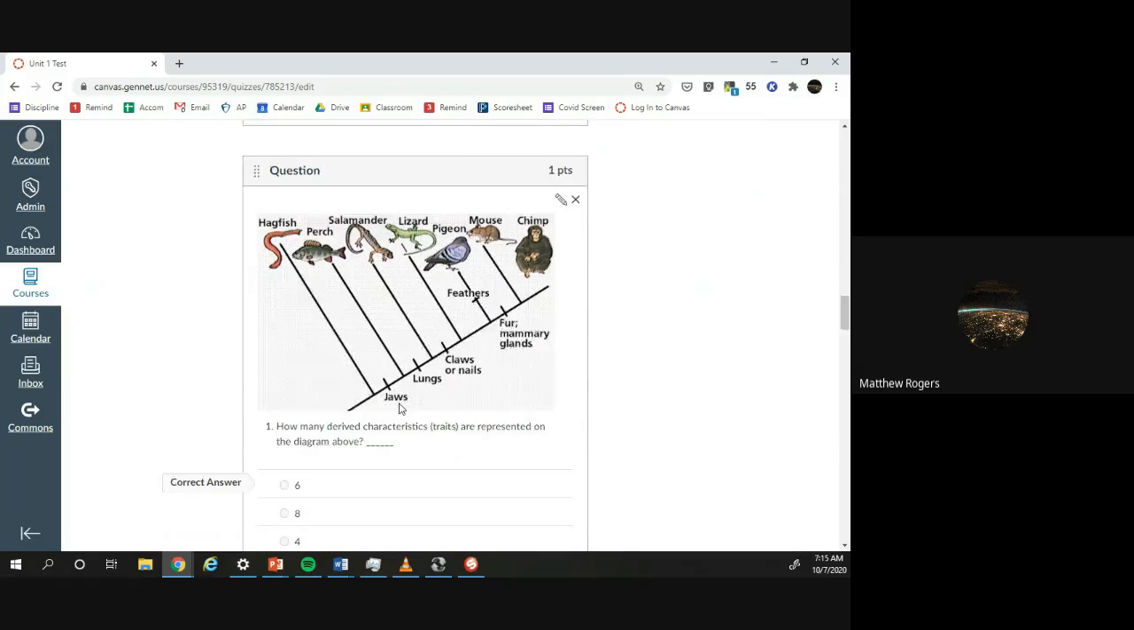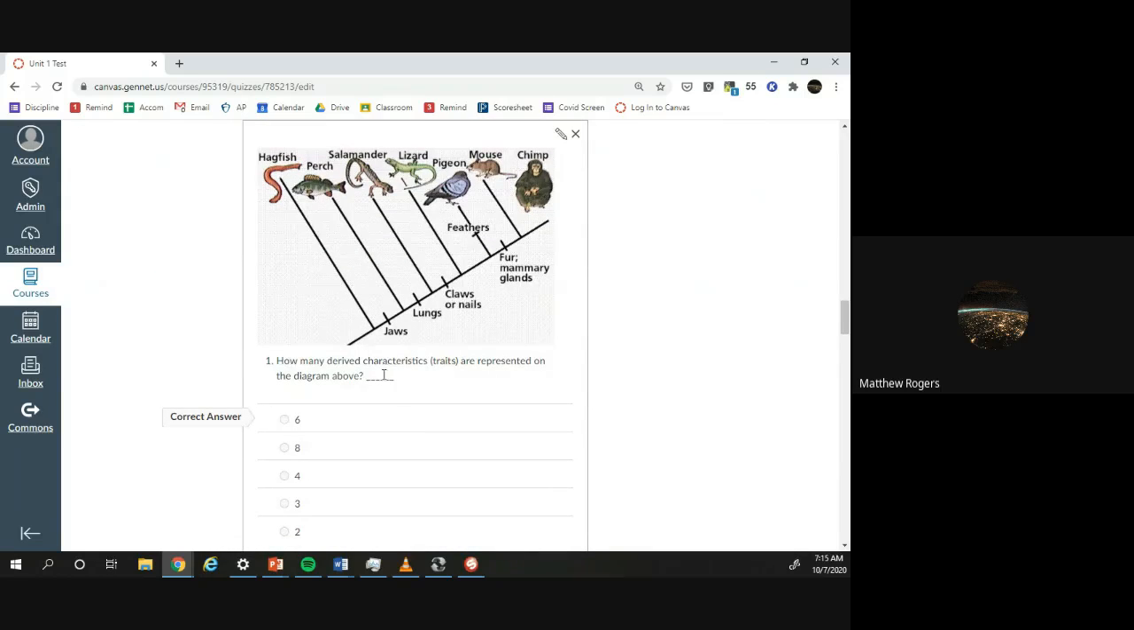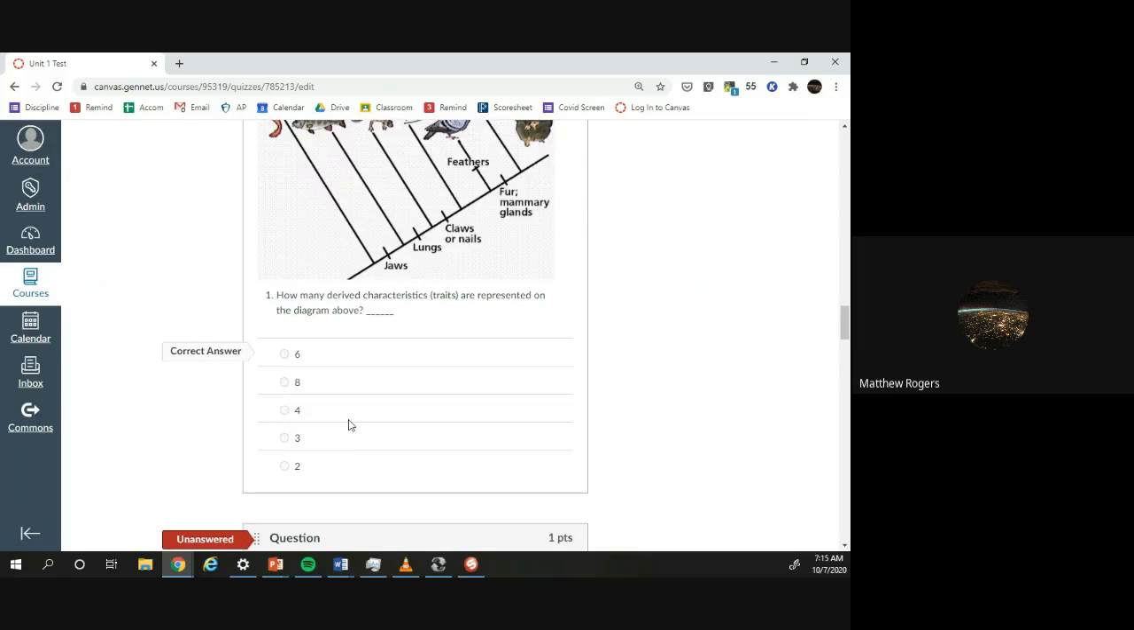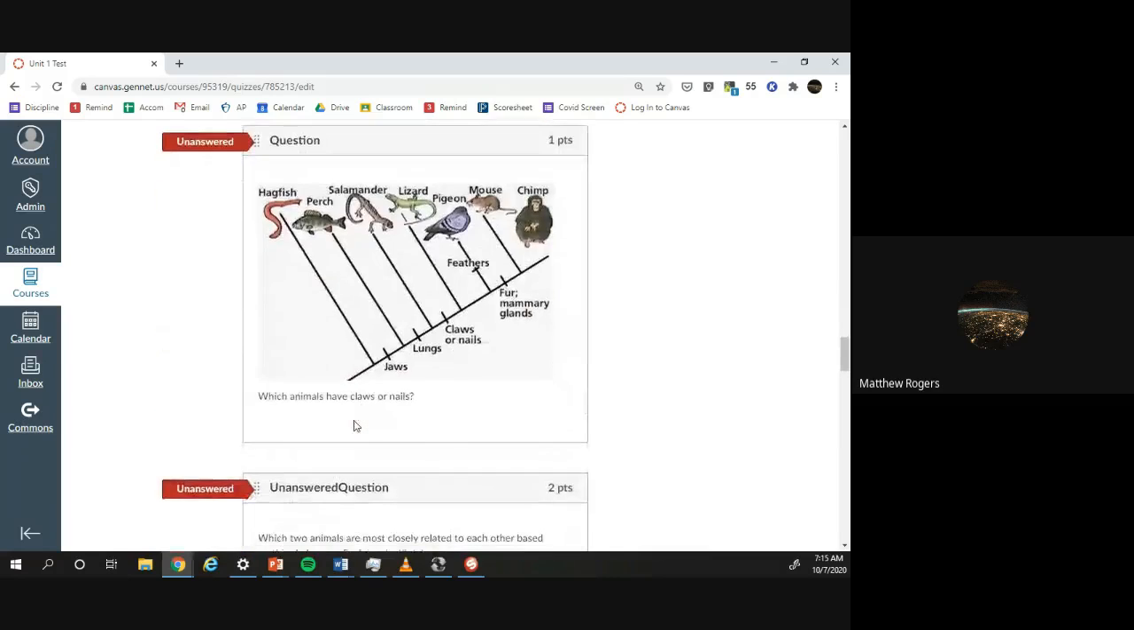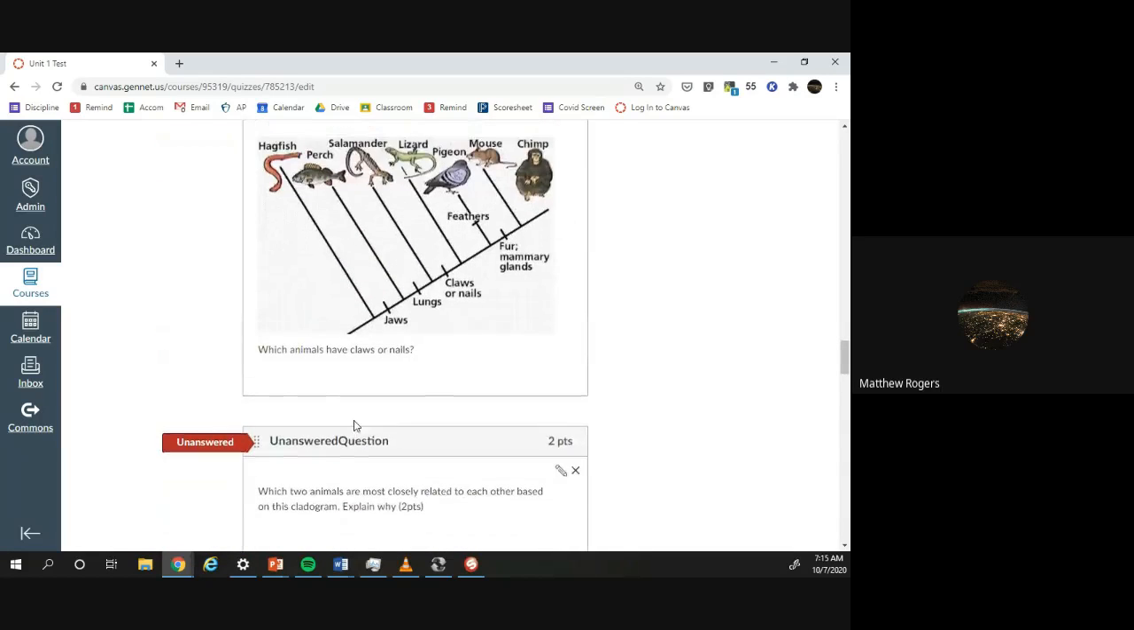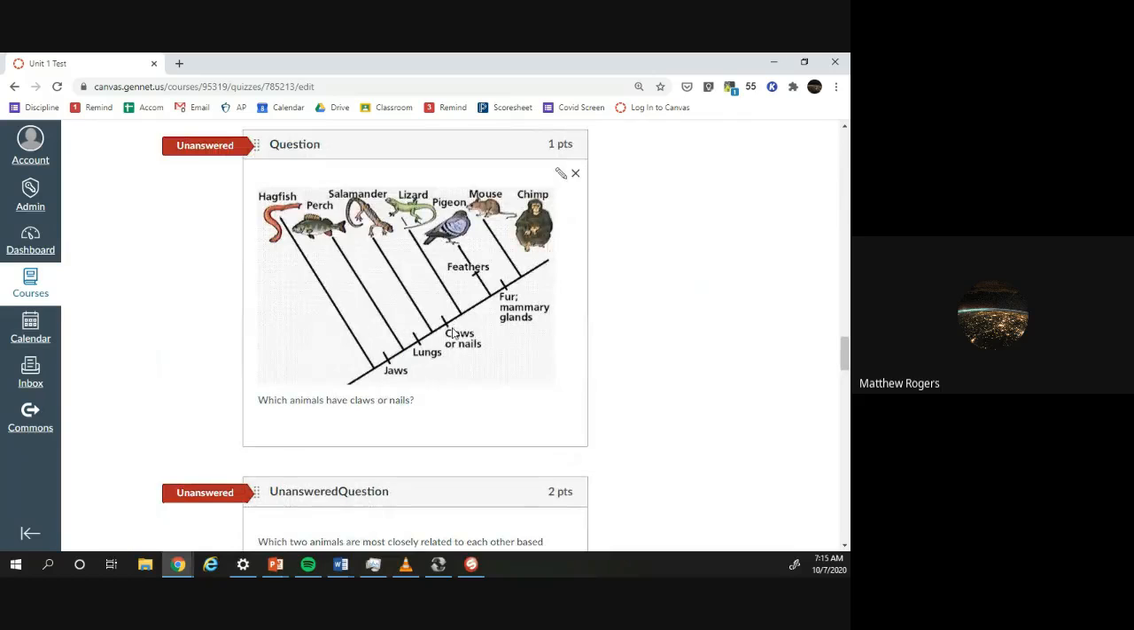How many derived characteristics and traits represent a diagram above? Okay, how many traits are there? There's 1, 2, 3, 4, 5, 6. Which animals have claws or nails? Well, it's everybody above this line. So it's lizard, pigeon, mouse, chimp.